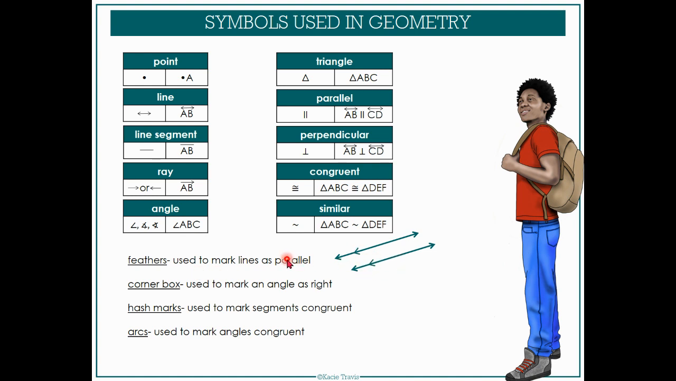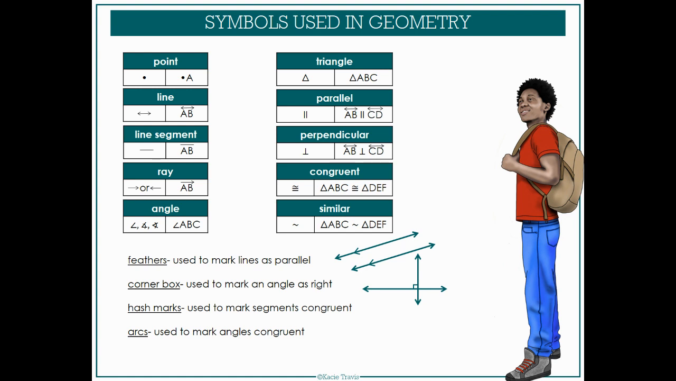So if you see that, that means that those two lines are going to be parallel. Next, if you see a box in a corner like this, it is going to let you know that this is a right angle. We'll get into this a little more, but just remember this ahead of time.